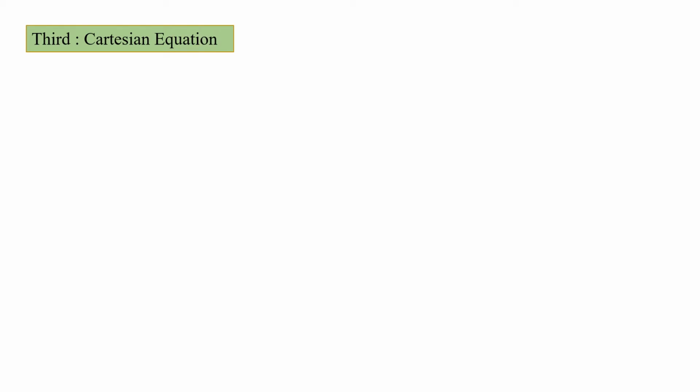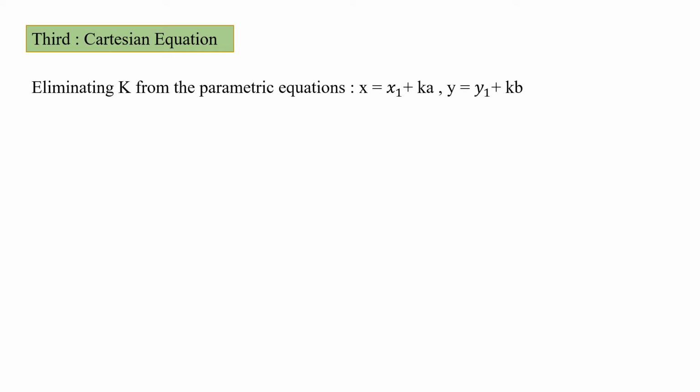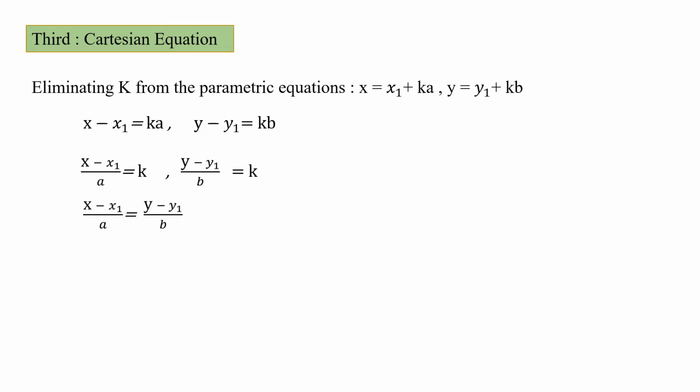Another part, the Cartesian equation, eliminating k from the parametric equation. So we can find k by taking x1 to the other side and y1 to the other side. So x minus x1 equals ka and y minus y1 equal kb. So we have x minus x1 over a equals k and y minus y1 over b equals k. So we have x minus x1 over a equal y minus y1 over b.